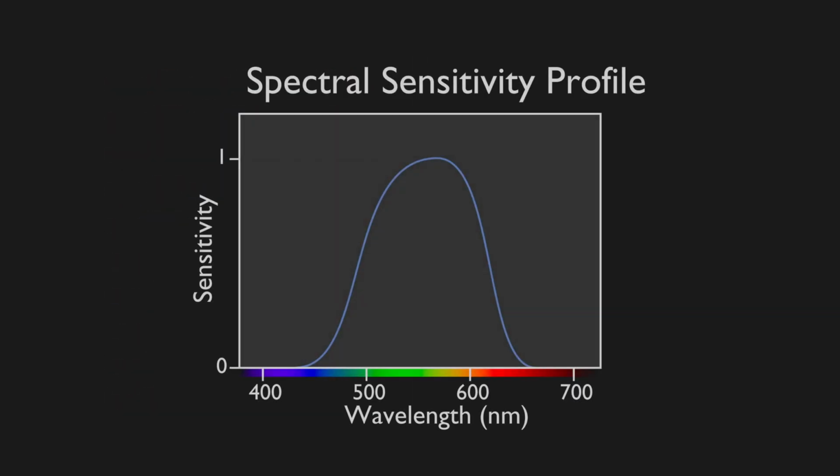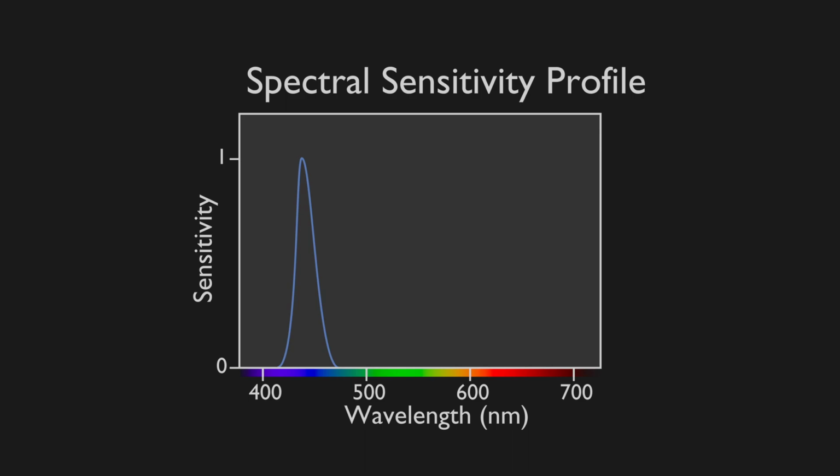A filter is defined by its spectral sensitivity profile, which is a curve that specifies which wavelengths pass through at what efficiency. You can, for example, define a broad red filter that lets through a wide range of red light, but blocks everything else. Or you can define a shallow blue filter that only lets through a small range of blue wavelengths and blocks everything else.